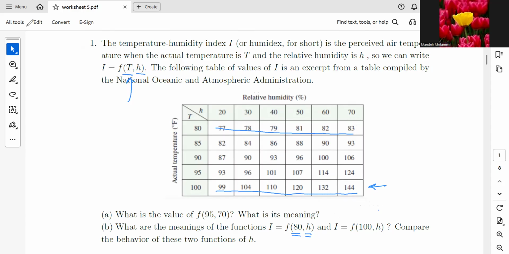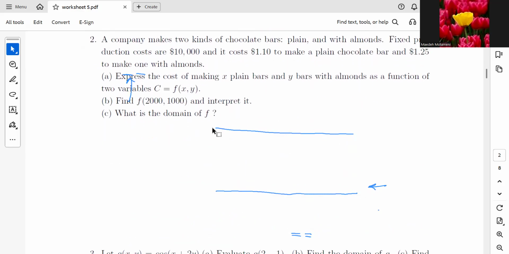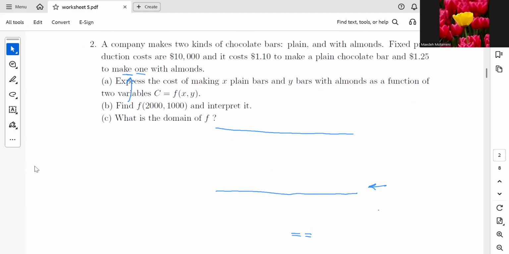Let's do number 2. Please pause the video, read the question, and then listen to the solution.